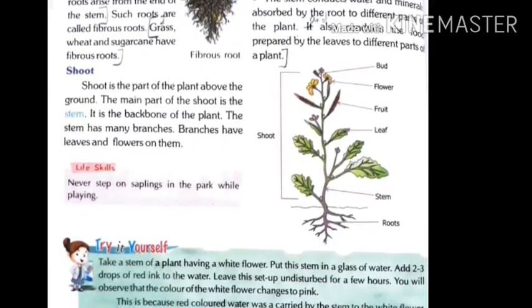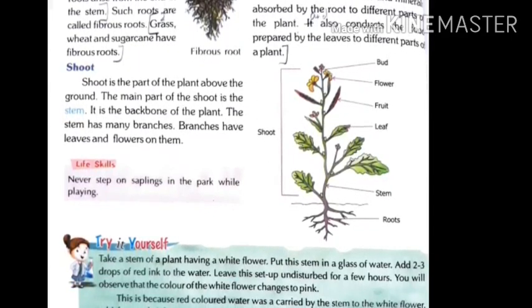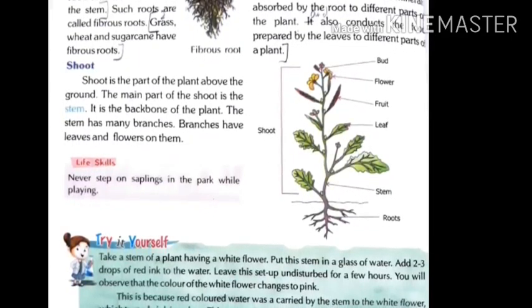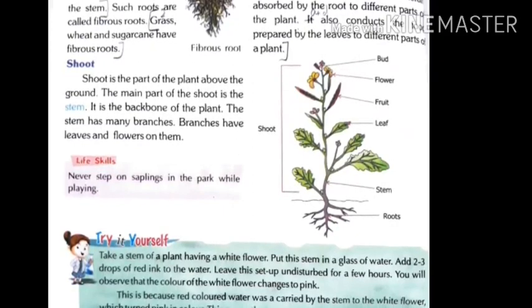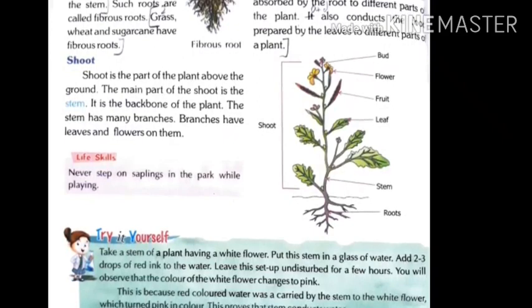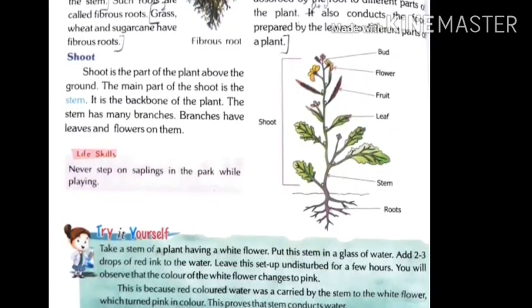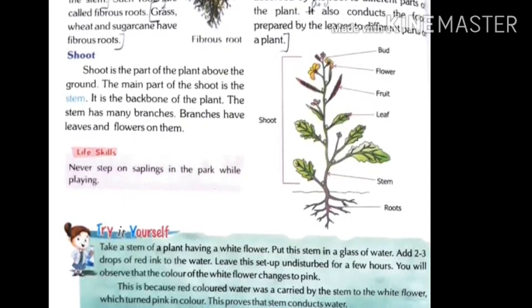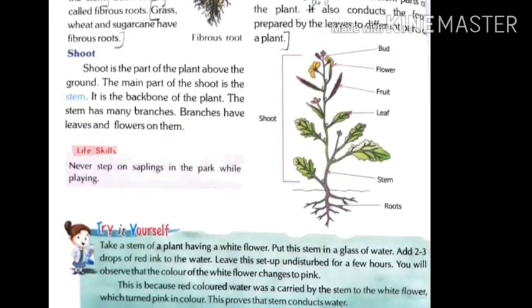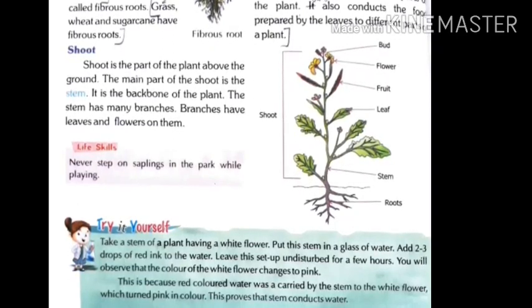Now see the next topic, shoot. Shoot is the part of the plant above the ground. The main part of the shoot is the stem. It is the backbone of the plant. The stem has many branches. Branches have leaves and flowers on them.